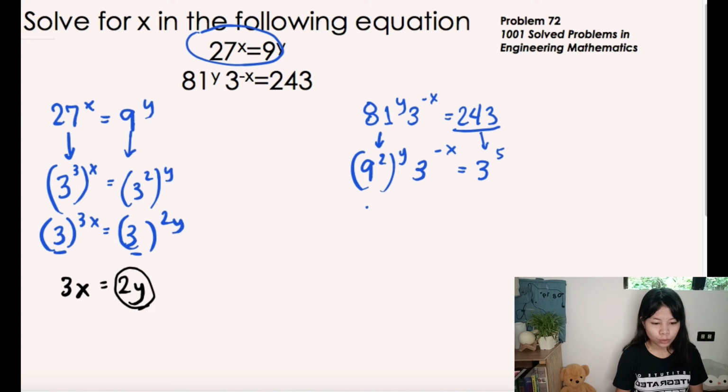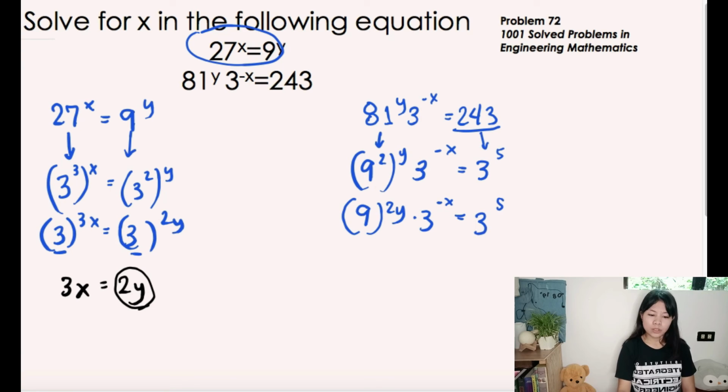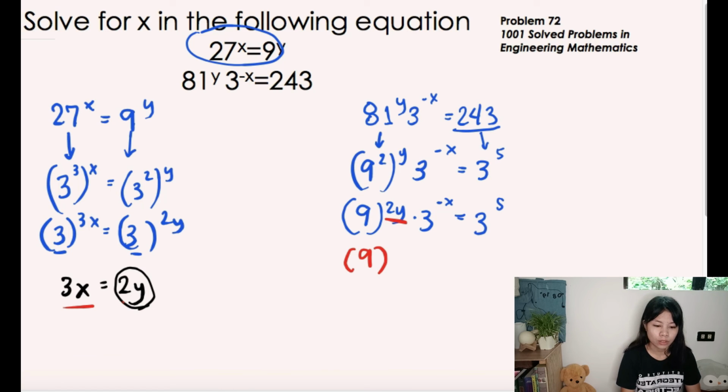So, itong 9 raised to 2 raised to y is also equal to 9 raised to 2y times 3 raised to negative x is equal to 3 raised to 5. Pansin nyo, hindi ko muna siya ginawang 3 raised to 2 or something. Kasi, nakita ko, merong 2y dito. At itong si 2y daw, equal daw siya kay 3x. Pag in-evaluate natin siya, 9 raised to 2y is also equal to 9 raised to 3x. Since 2y is equal to 3x times 3 raised to negative x is equal to 3 raised to 5.